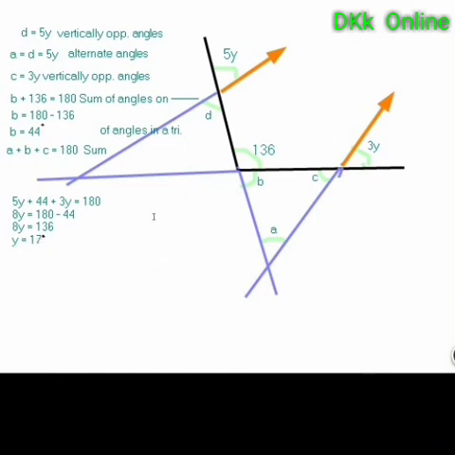But we can also find the values of 5y and 3y in this diagram by simply multiplying y by the coefficient. The coefficient of 5y is 5, so we multiply 17 by 5 to have 85 degrees. For 3y, multiply 17 by 3, you have 51 degrees. These are the angles and the letters we are looking for. This is simply how to solve angles on parallel lines. We really need to know the theorems and have them offered.